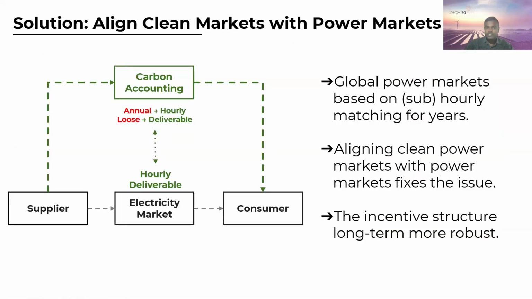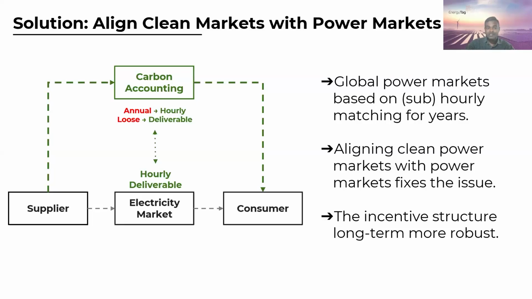There is, of course, a solution, and the solution is having more temporal and geographic matching. As you can see here, the current practice is annual accounting, which needs to move to more granular hourly, temporal and or geographic matching. And this is aligned with how the global power market works. Power markets already function on a sub-hourly or hourly basis. Some power systems work even at a granular level of 5 minutes, so electricity balancing is already happening at that level. Spot markets, wherever available, follow these practices.